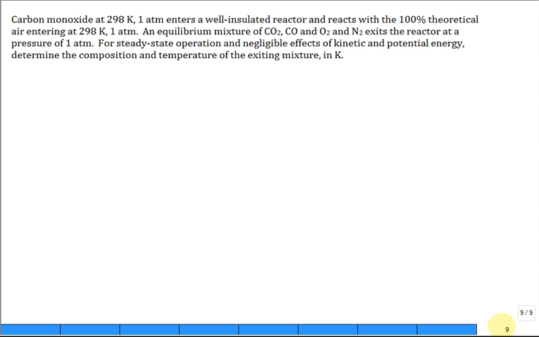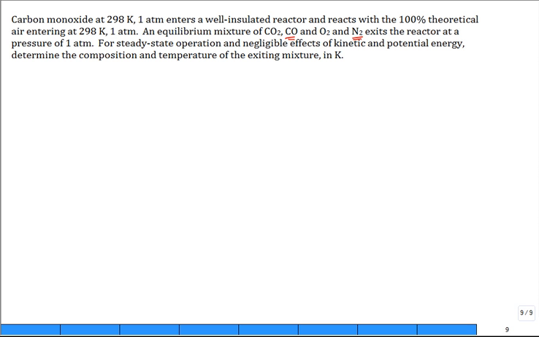Carbon monoxide at standard temperature and pressure enters a well-insulated reactor and reacts with 100% theoretical air entering at the standard temperature and pressure. An equilibrium mixture of CO2, CO, O2, and N2 exits. So N2 is inert. It's just going for the ride. CO is there because of the dissociation.